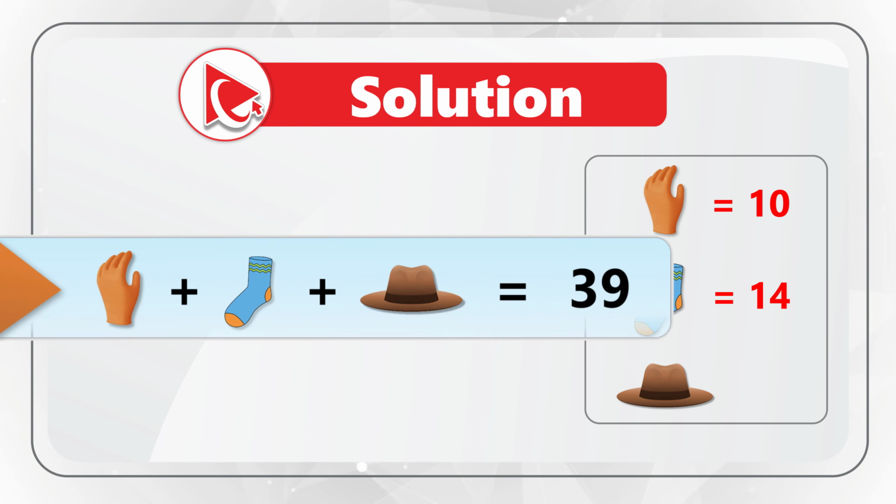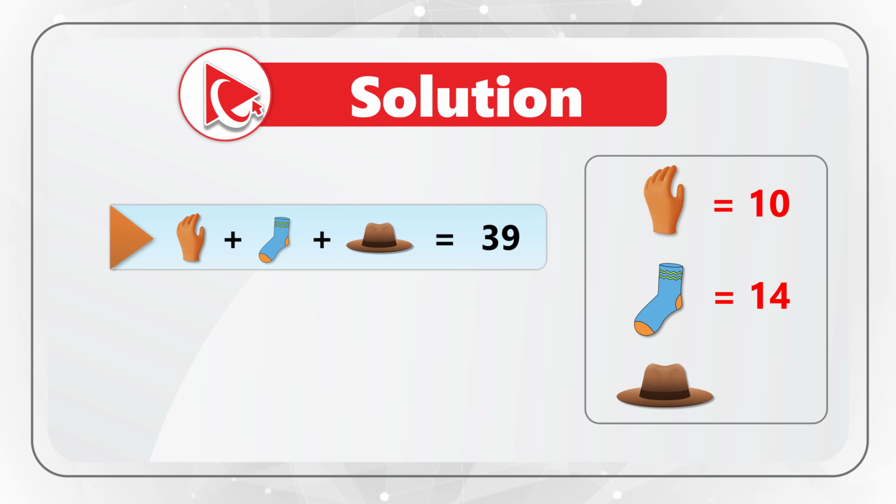Let's go to the third expression. 1 glove plus 1 sock plus 1 hat equals 39. We can calculate the value associated with hat.